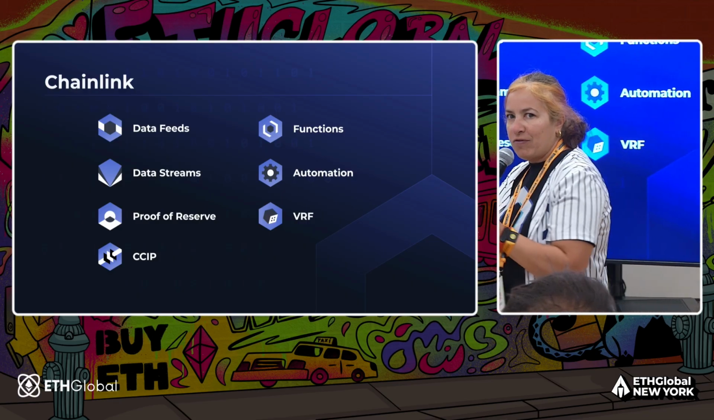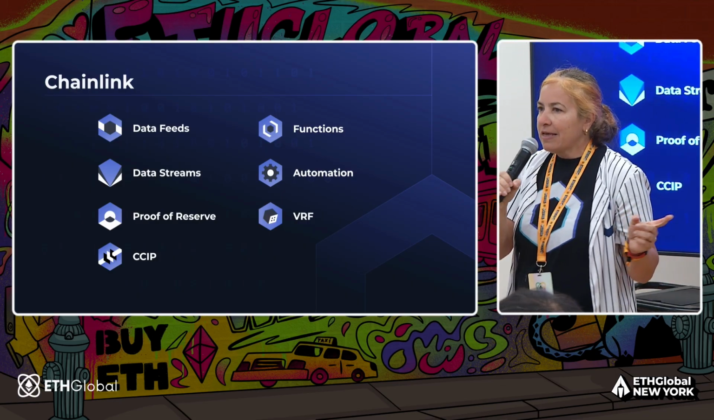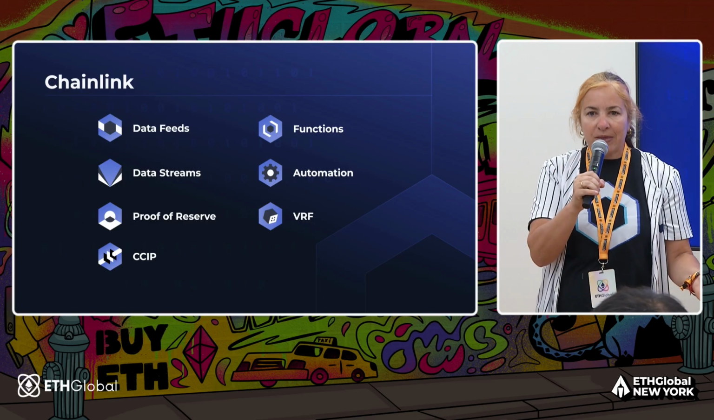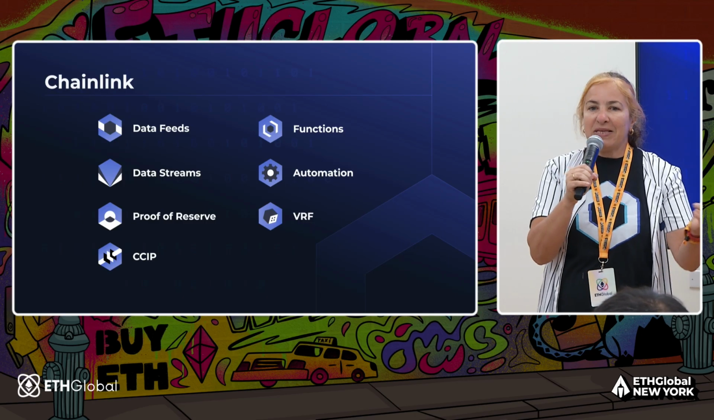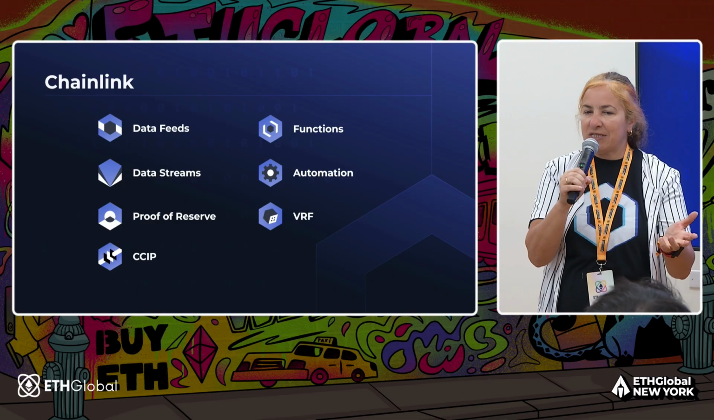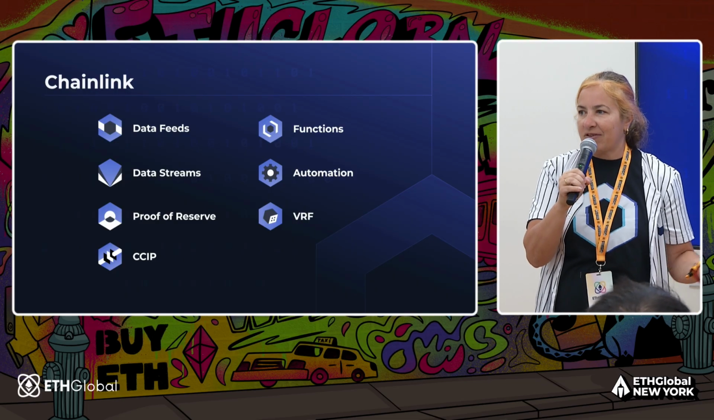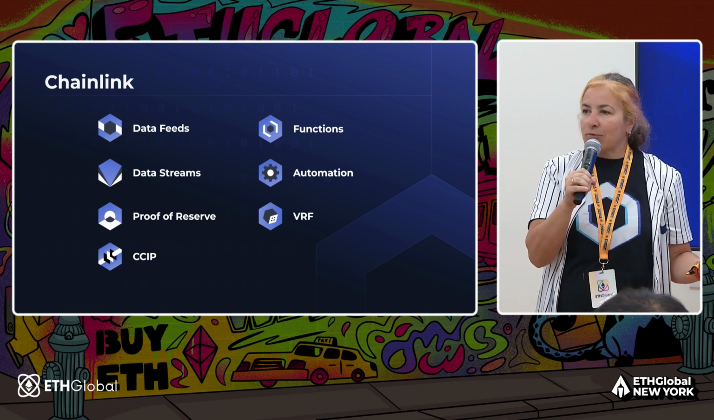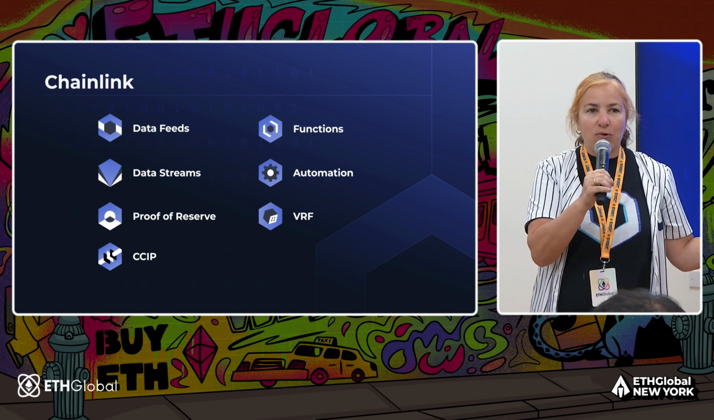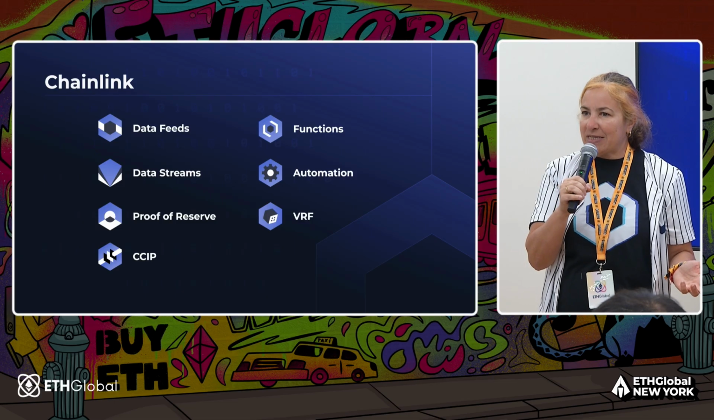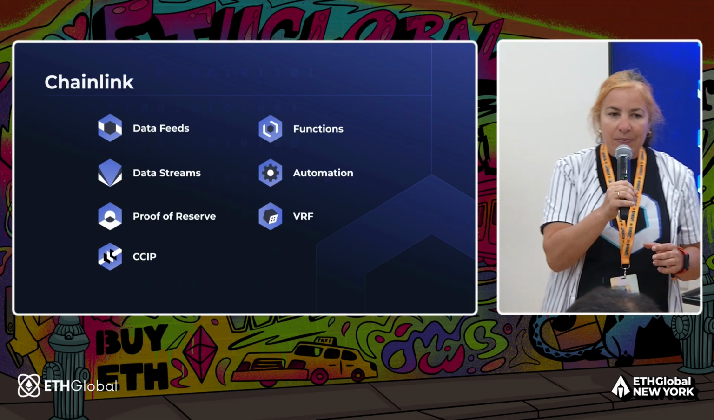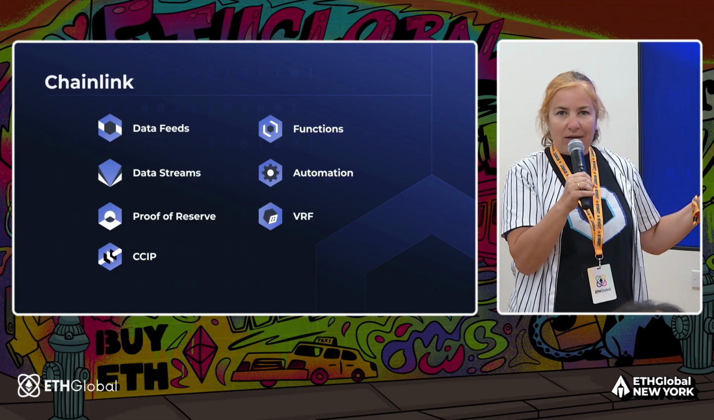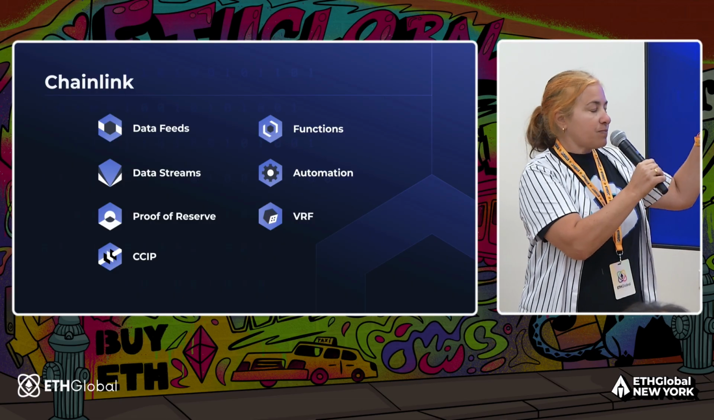Also, we have proof of reserves. Imagine that you'd like to do something on Ethereum using reserves that are on the Bitcoin network. You'd like to prove this reserve to create a stablecoin, something like that, or to have real USD in some bank account to create another stablecoin. You can have the proof of reserve for that. Okay. The other one, CCIP, will be the last one because we are talking a bit more about this.